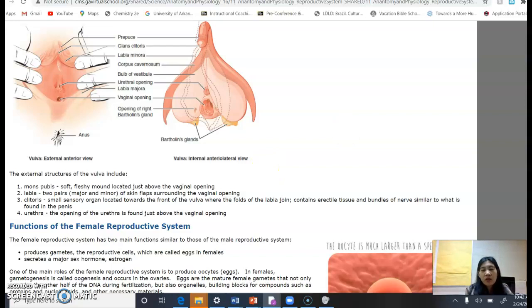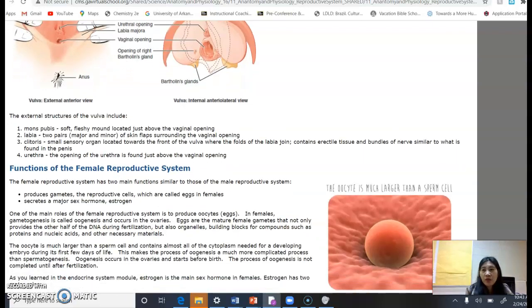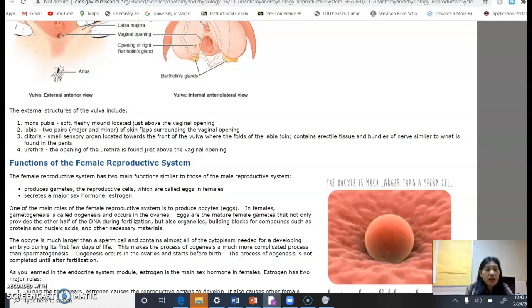So what are the functions of the female reproductive system? It is to produce gametes, which are the reproductive cells, also called eggs in females. And it secretes a major sex hormone called estrogen. That's the female reproductive system function. Again, to produce gametes, which are the eggs for females. Those are the reproductive cells. And number two, to secrete estrogen, the female sex hormone.